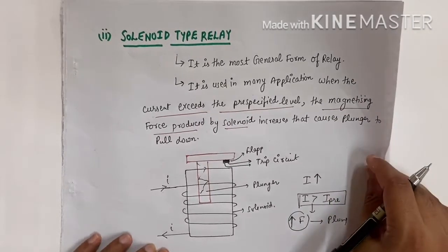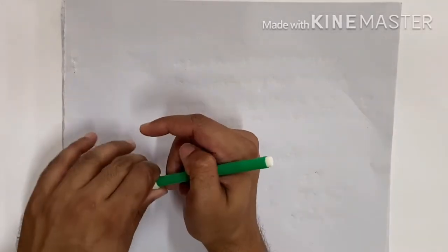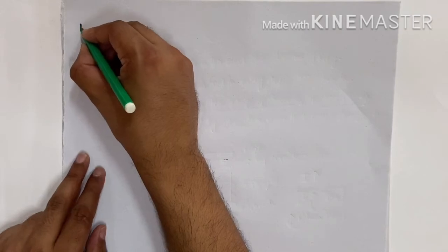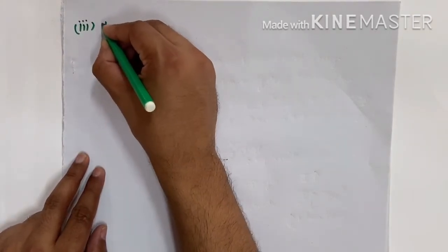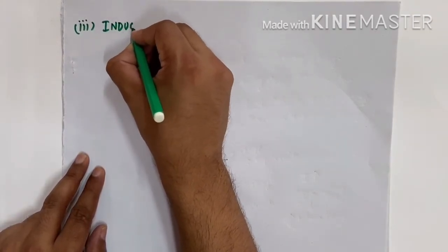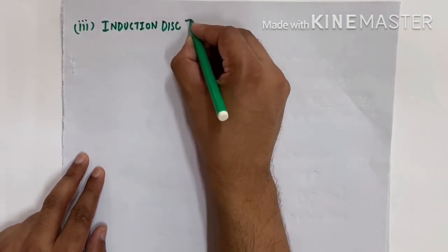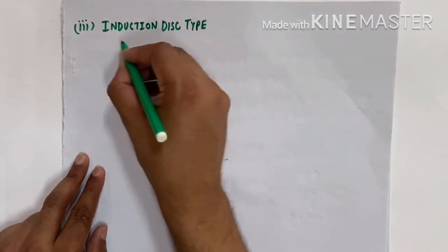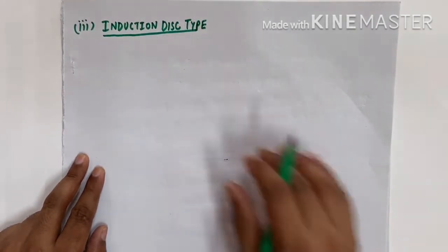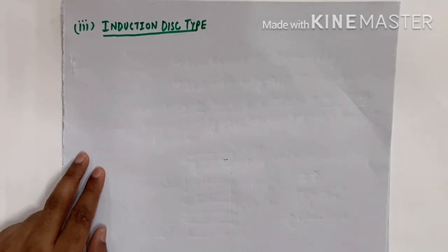Okay, now see the induction disc type. Now see, the third is the induction disc type relay. Firstly, we see the figure.